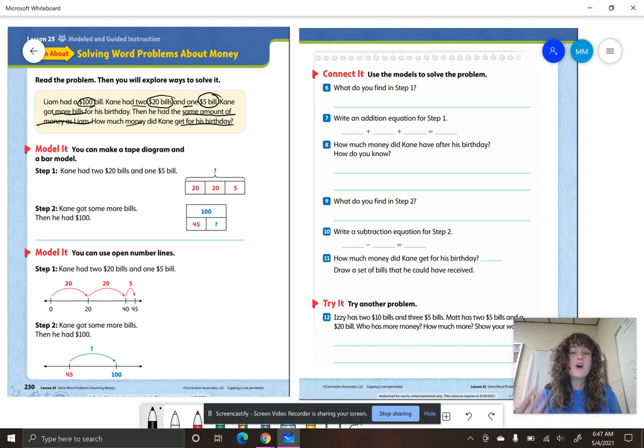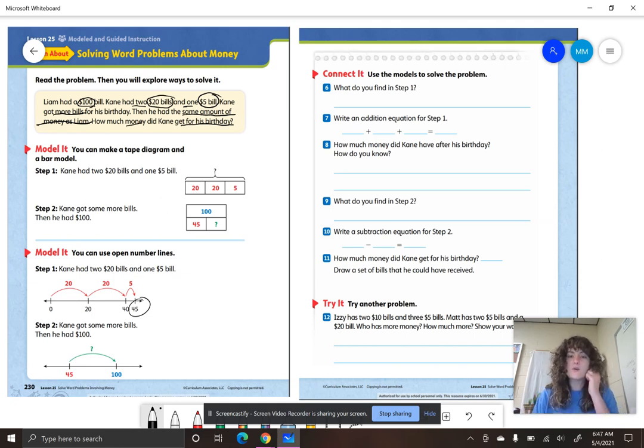So we could also model it with number lines. So Kane had two $20 bills and one $5 bill. So we could jump 20 plus 5 to get 45. And then we could show the missing part as jumps to 100.